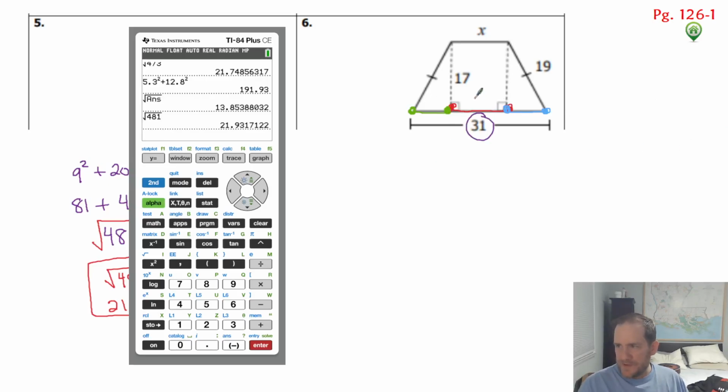So this red piece in the middle is what we want. And what do we know? We know that this side's 19, but it says right here that that side is the same as this side, so that's 19. We know that in trapezoids, the opposite sides, the top and bottom at least in this one, are parallel. So that would mean if this height is 17, then this height's 17.